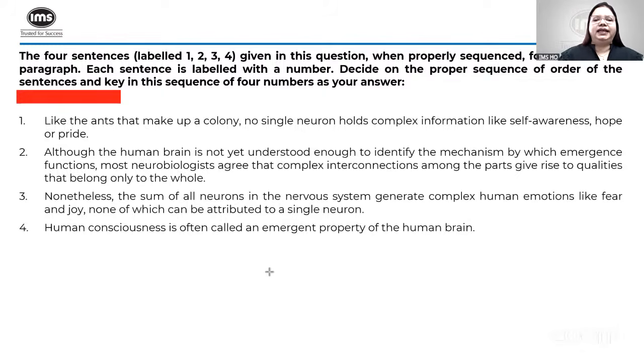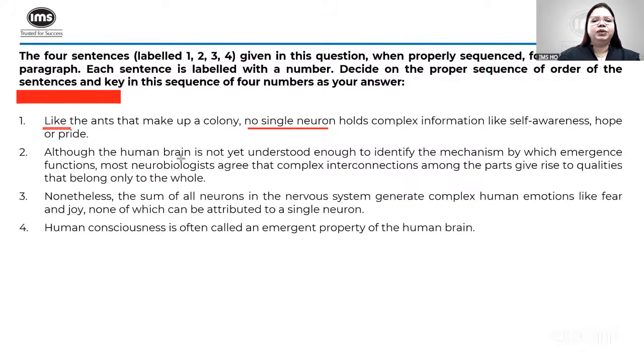Okay, so when I read the first sentence, it seems to be creating an analogy, comparing an idea with something. Okay, what is it talking about? Like the ants that make up a colony, individual ants together make the colony of ants. Likewise, no single neuron holds information like self-awareness, hope, or pride. So one single neuron doesn't make the whole set of complex information that our brains have. One single neuron in the brain, one cell, one nerve cell, a nerve ending, etc. And that is just like how one ant cannot make a colony.